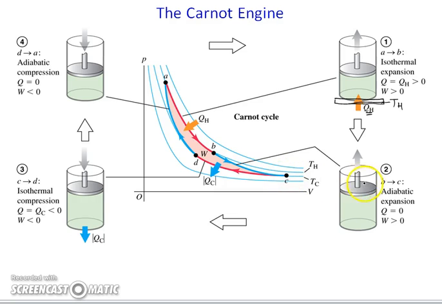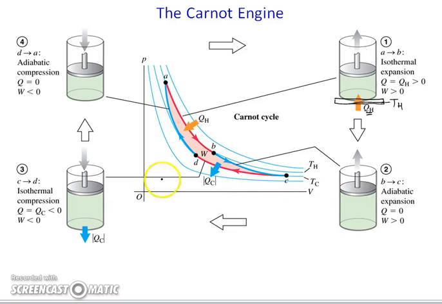Then adiabatically, the piston goes from B to C, right? So this is adiabatic expansion. It expands from B to C, and it's so quick in adiabatic expansion that there's no transfer of Q. So Q is equal to 0, and as it expands, W is positive, right?